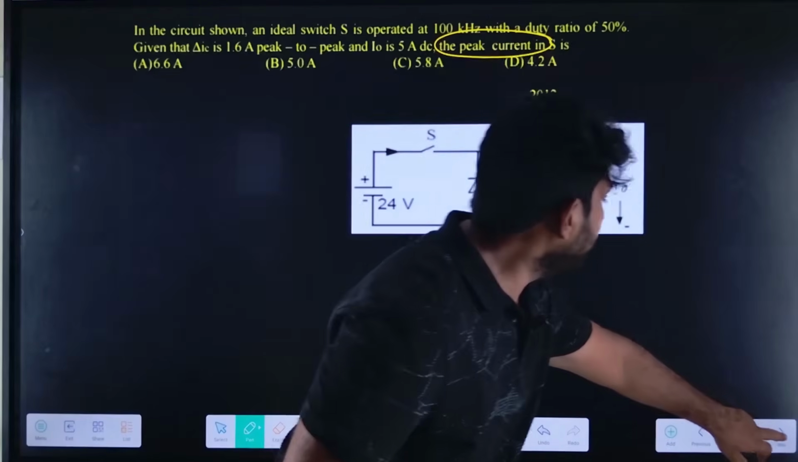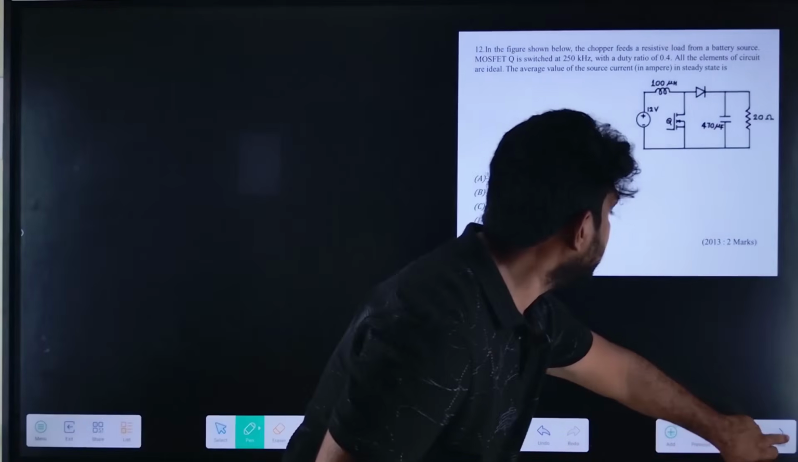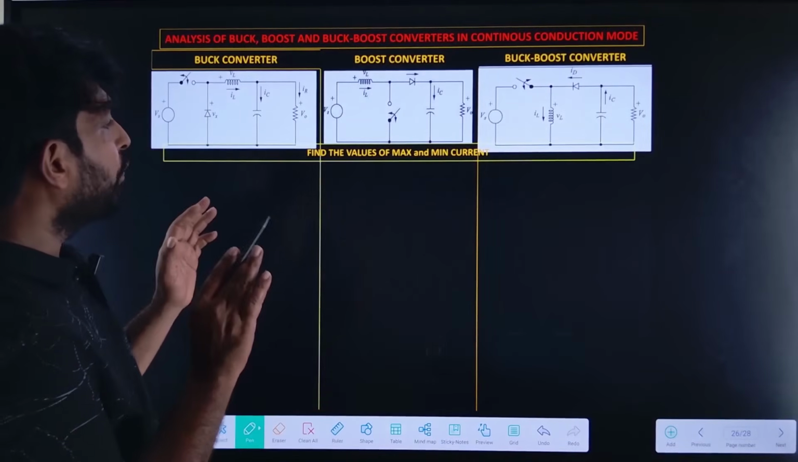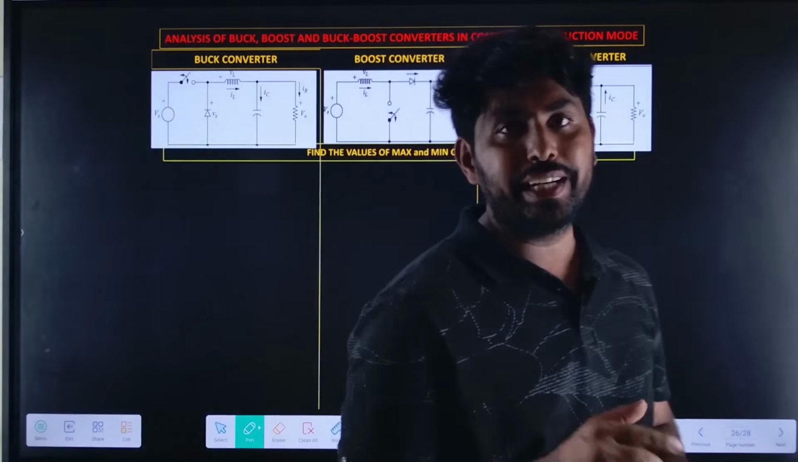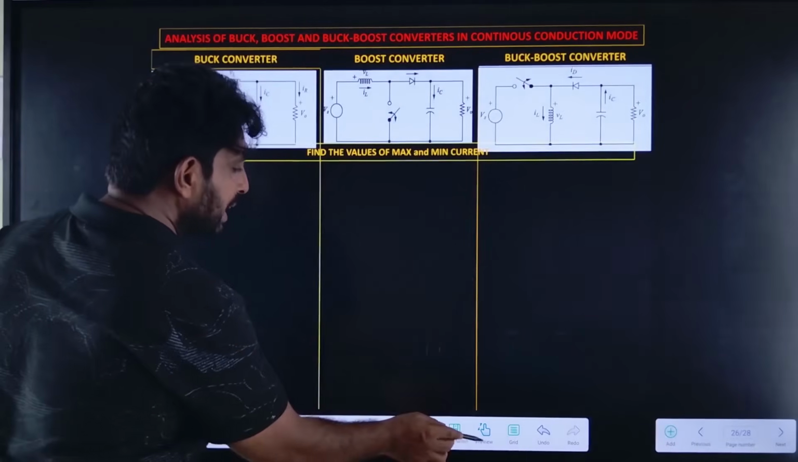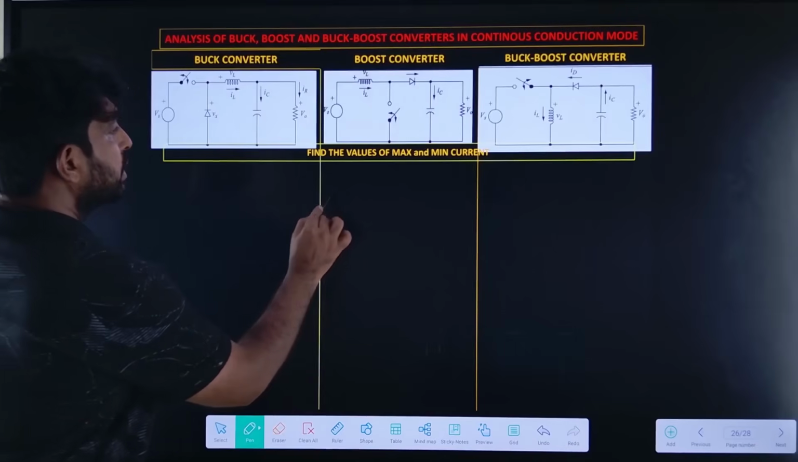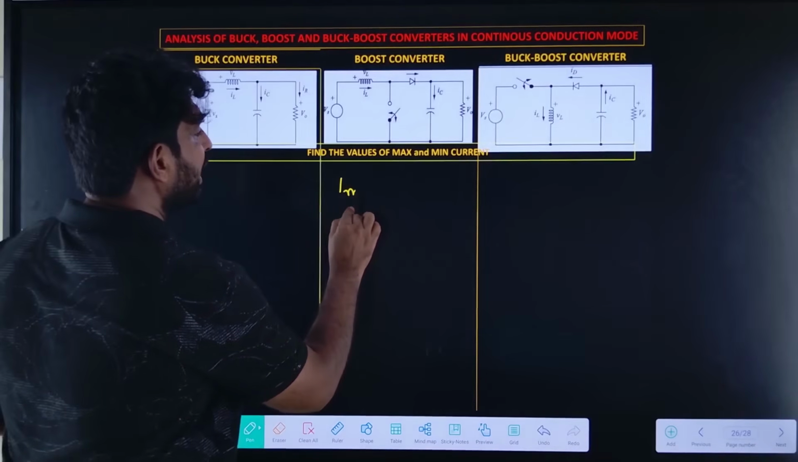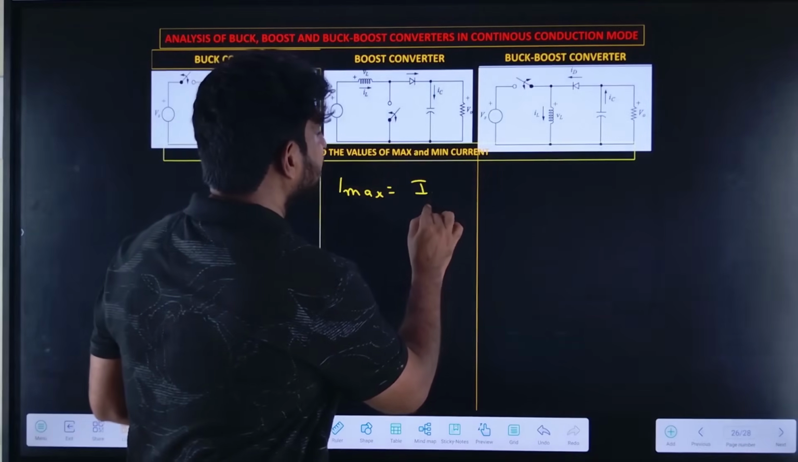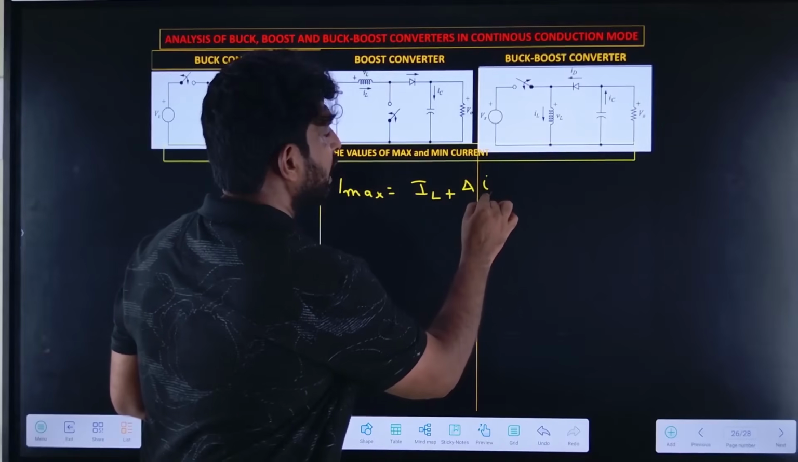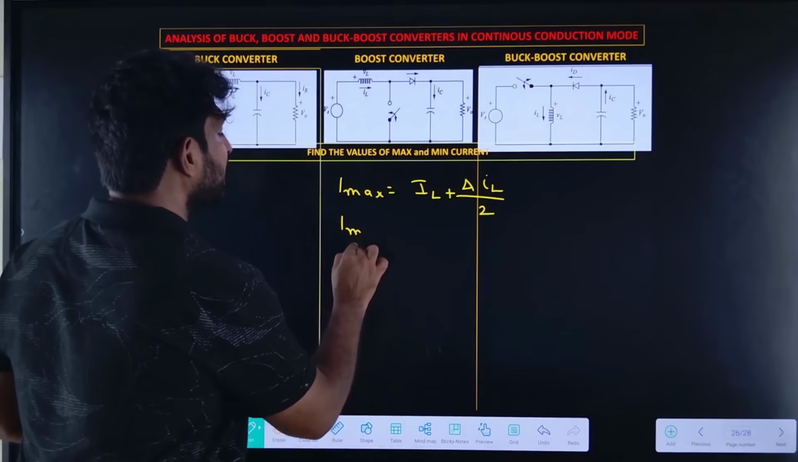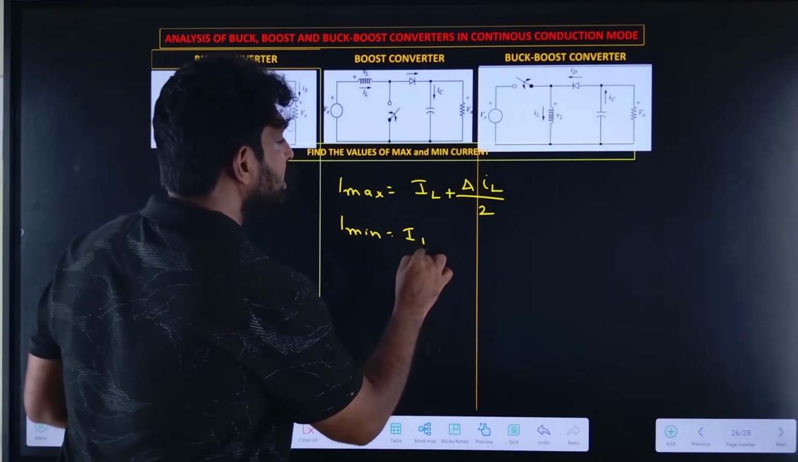For that, let me explain one more slide so that you can answer it. To find the maximum and minimum value of the current, IL max and IL min: the inductor maximum current IL max is IL plus delta IL by 2. The inductor minimum current is IL minus delta IL by 2.